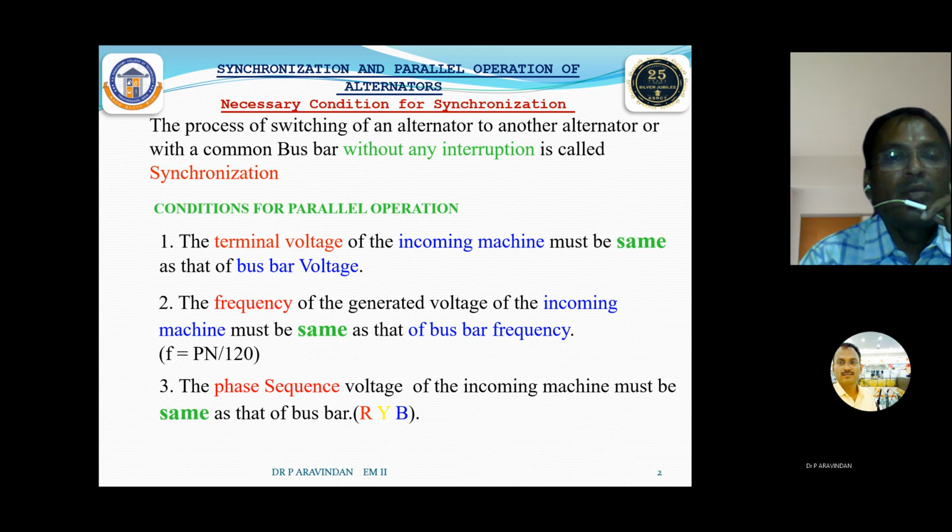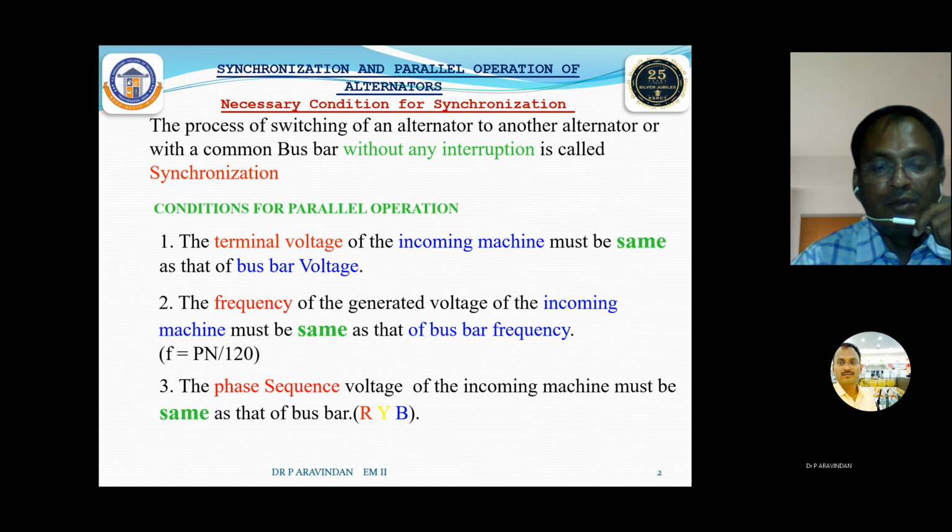Synchronization and the parallel operation of alternators we are going to deal with today. Till now, we have studied the construction, the principle of operation of alternators, then EMF equations, then characteristics, and other things. Today we are going to discuss how generators are put into parallel operation.